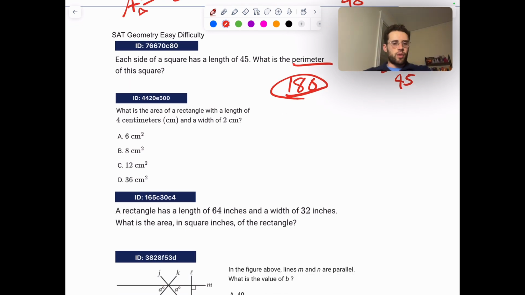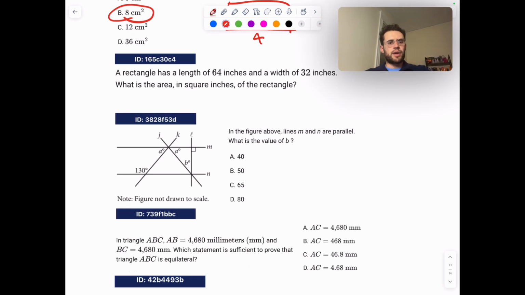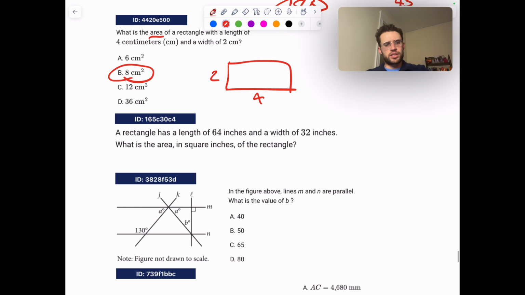What is the area of a rectangle with a length of 4 centimeters and a width of 2 centimeters? So asking for the area. 4 by 2, you just multiply length times width. 4 times 2 gives us 8 square centimeters. A rectangle has a length of 64 inches and a width of 32 inches. What is the area in square inches of the rectangle?